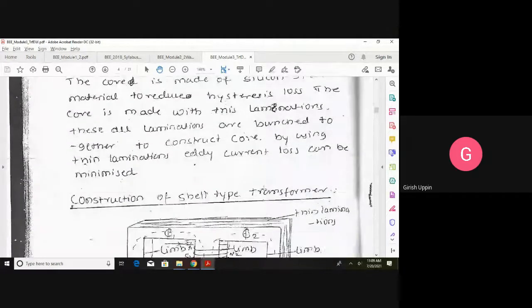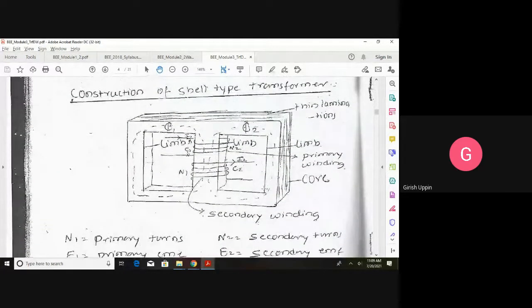Same description is there. Then we have construction of a shell type transformer. In the shell type of transformer, all other things are almost the same. We will have a thin lamination for the magnetic core. They are stacked together using adhesive, which is also insulation. We will be having the lamination such that we will get three limbs. So you can see here, this is one limb, this is second limb, and this is third limb.